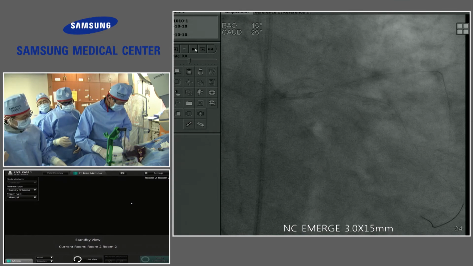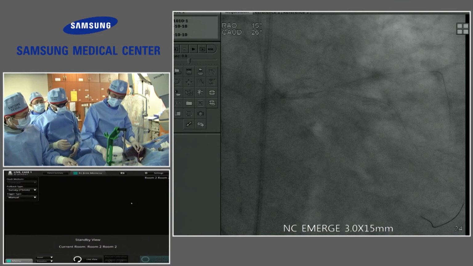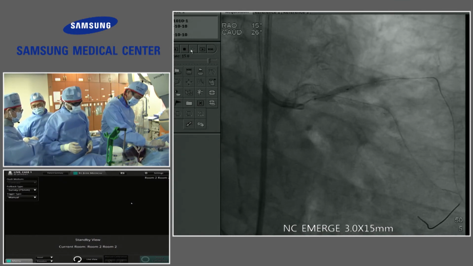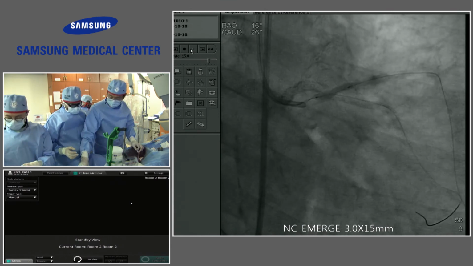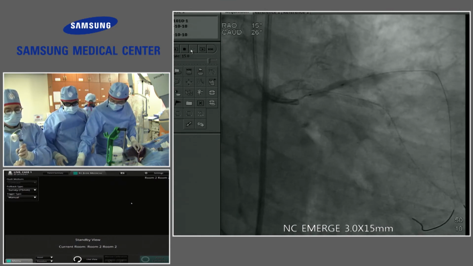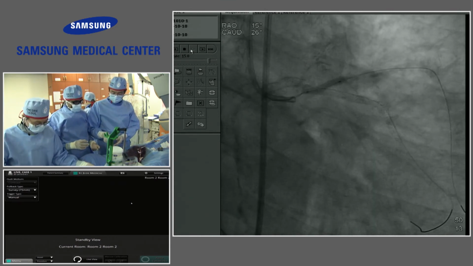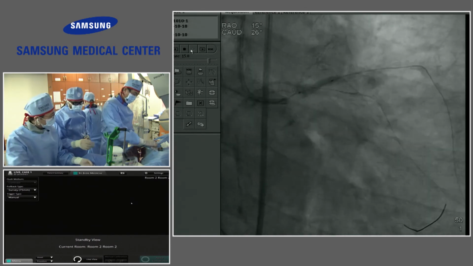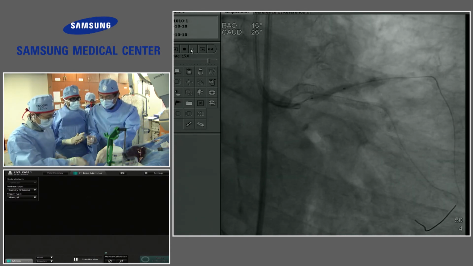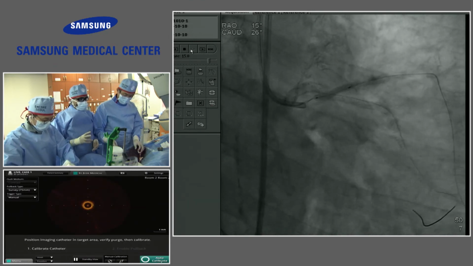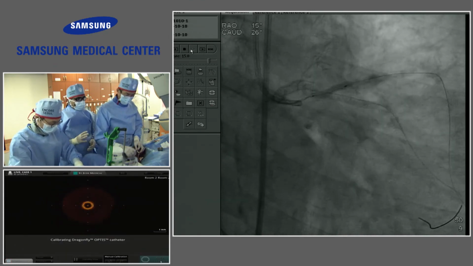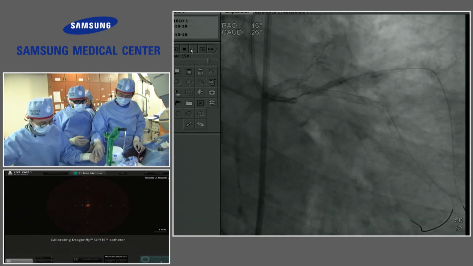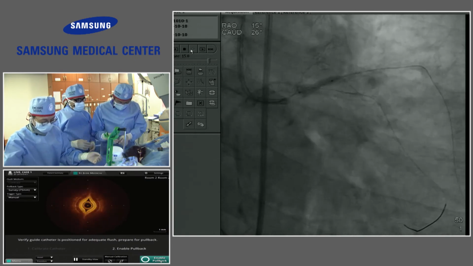just a word on lesion preparation. Apart from rotablation, a word about orbital and a word about shockwave. What's your thought on that? Great question, Eberhard. So OCT, we have identified in the circumflex a calcific protruding nodule. Likely in the left main is also going to be a calcific protruding nodule.